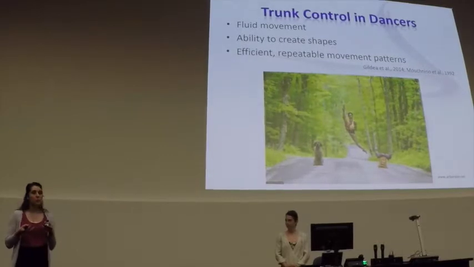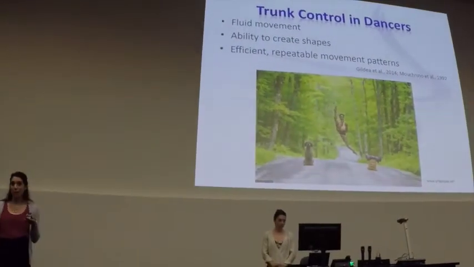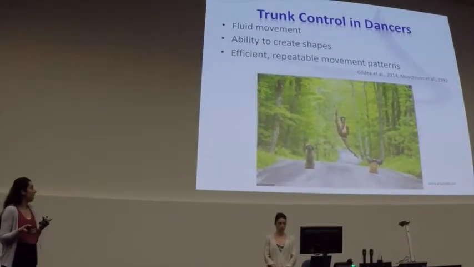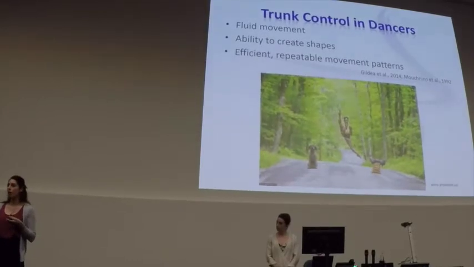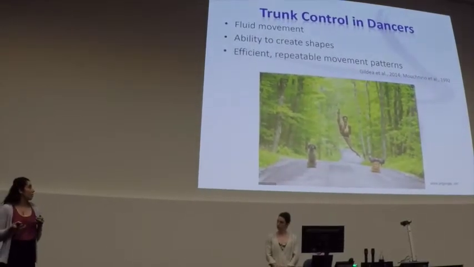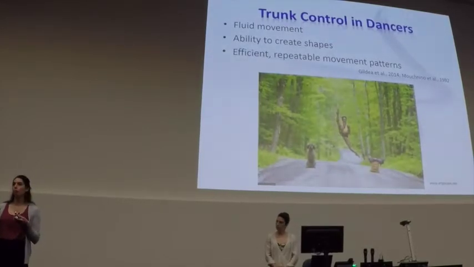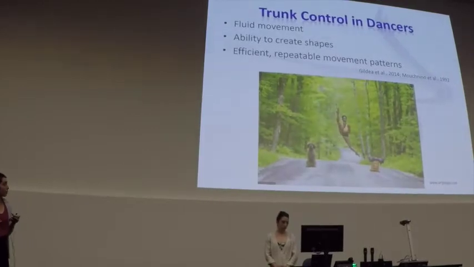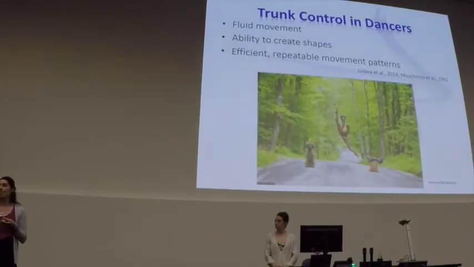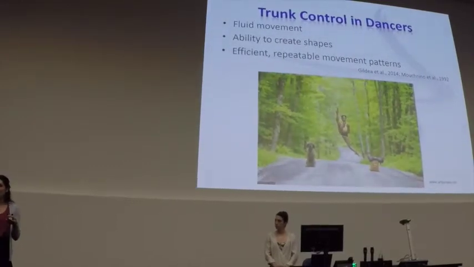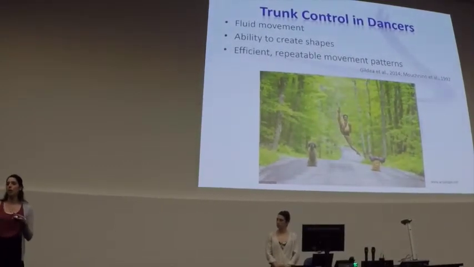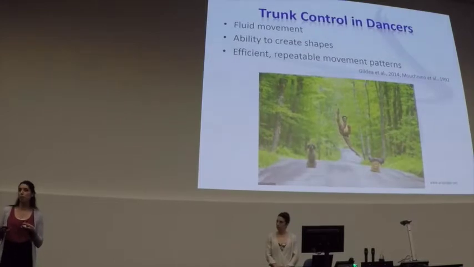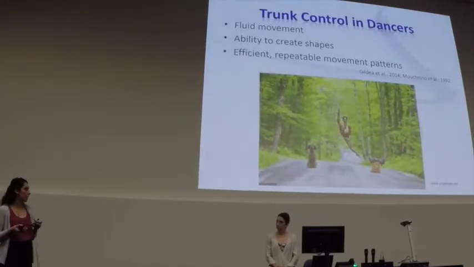So trunk control specifically in dancers is very important. It's essential to elicit those fluid movements we know dance to be. It gives the dancer the ability to create various shapes with their body as well. Dance has very repeatable patterns, and good trunk control allows for efficient and repeatable movement patterns. This gives you a very efficient dancer, one that's less likely to be injured if they've got that control over their movement. It's particularly good for sustainable choreography in a performance setting, but also in a rehearsal and a classroom setting as well.